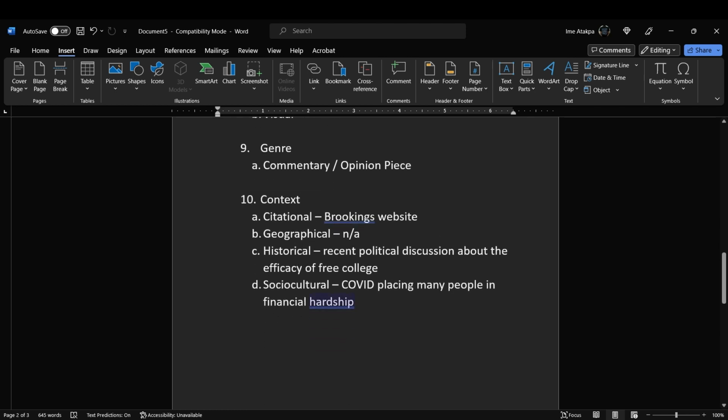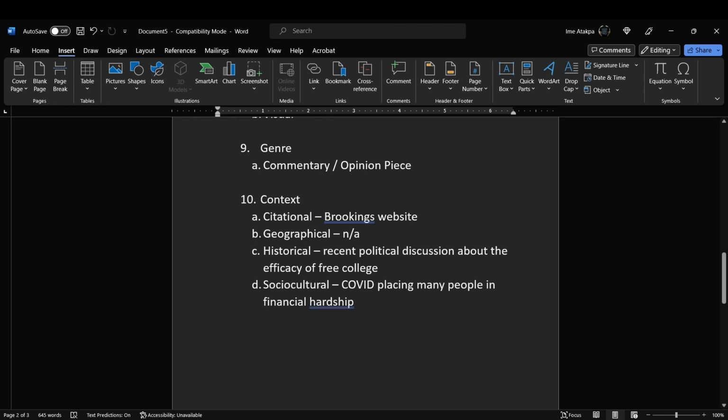And then for context, citational, where does it appear? Does it appear in a place that is relevant? Brookings Institute talks a lot about education, so having an article about education appear there makes sense. Geographical, where exactly did the communication take place physically? It's an online article, so there's no physical location. That's not going to influence in any way the strength or weakness of this communication.